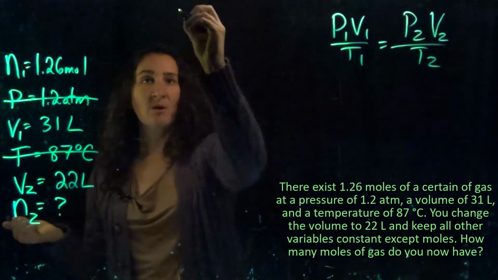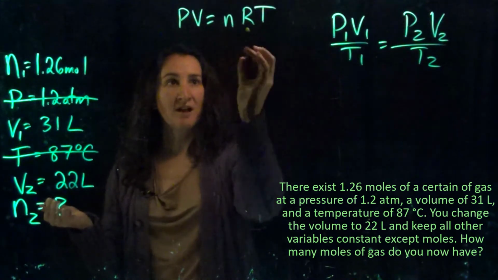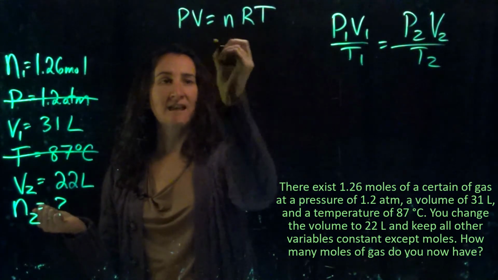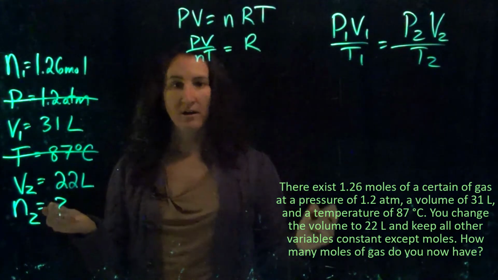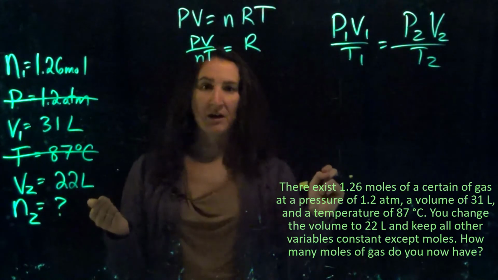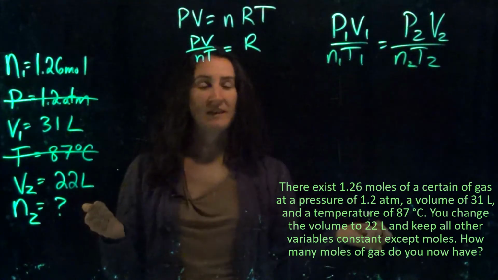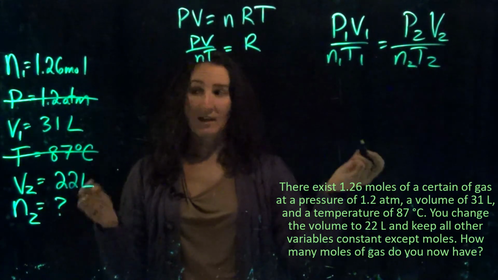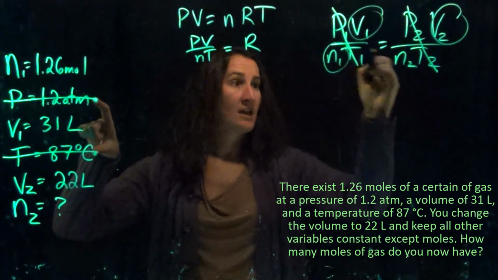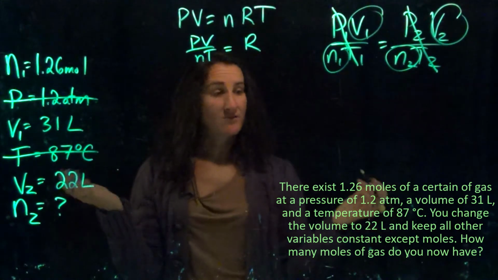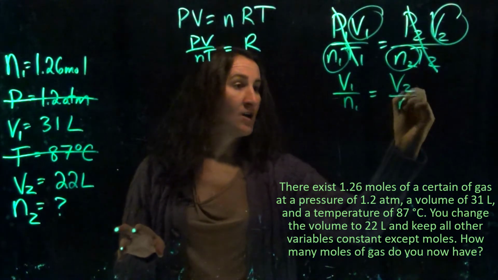But remember, we also have our ideal gas law, which states PV = nRT. And if we solve and get R by itself over here, that's the same thing as doing PV over nT equals R, which means we could also write our combined gas law as P1 V1 over n1 T1 equals P2 V2 over n2 T2. Put the n down there with temperature. And if we do this and we keep our pressure and our temperature constant, we're left with our volumes and our moles, also known as Avogadro's law. So we've got V1 over n1 equals V2 over n2.